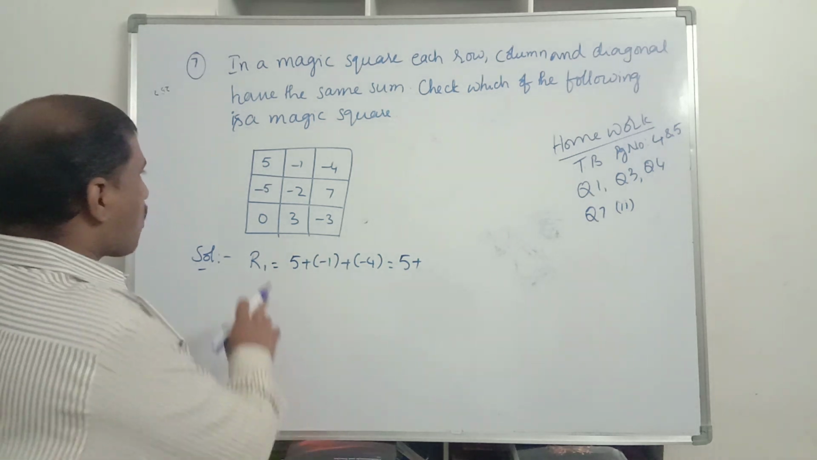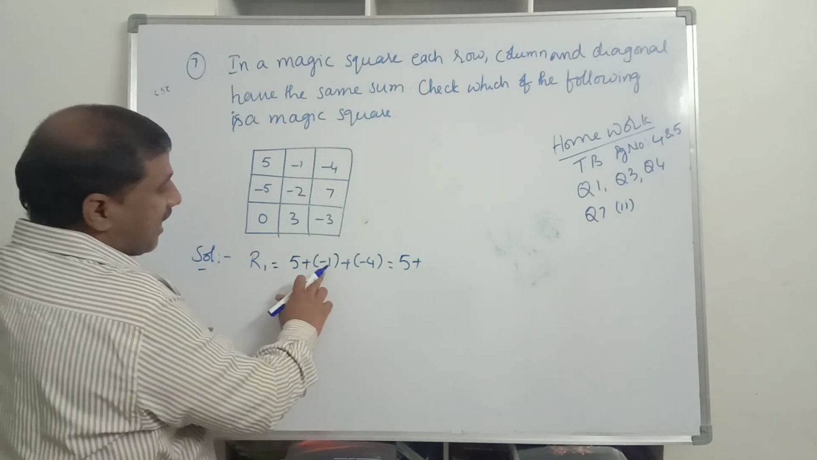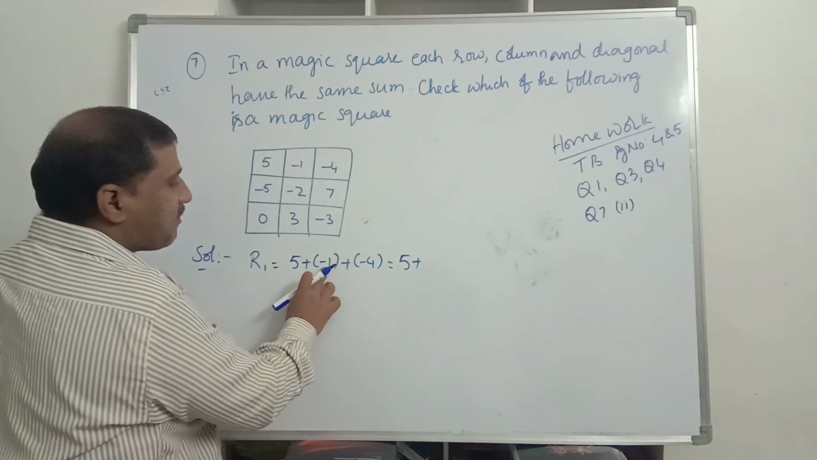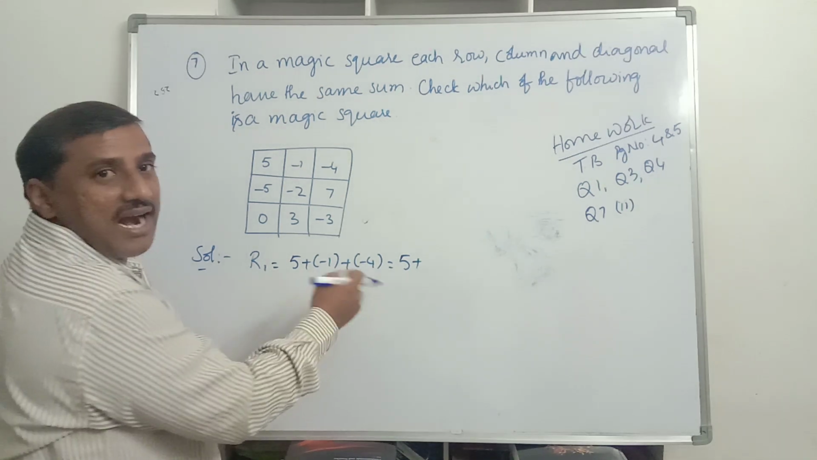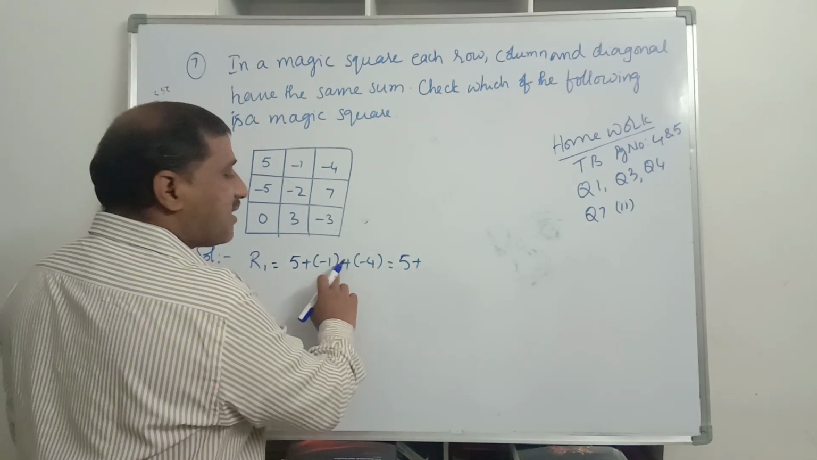Now let us see. Row 1: 5 plus (-1) plus (-4). So -1 and -4 both are negative integers. First you add these terms. So what do we get? -1 minus 4. We will add the numbers and keep the common sign. That is 1 plus 4, 5. The common sign is minus.